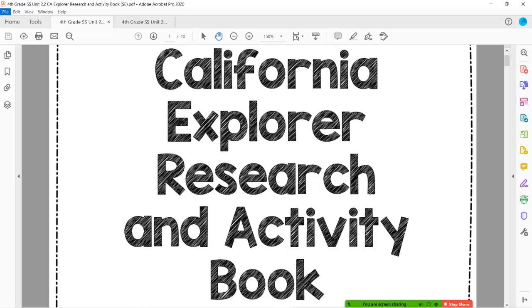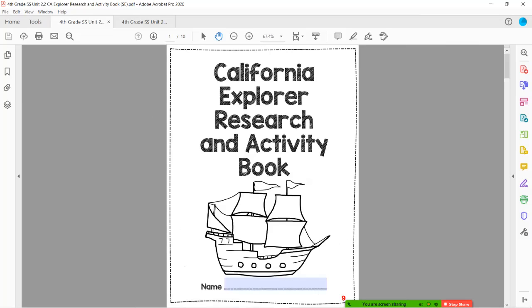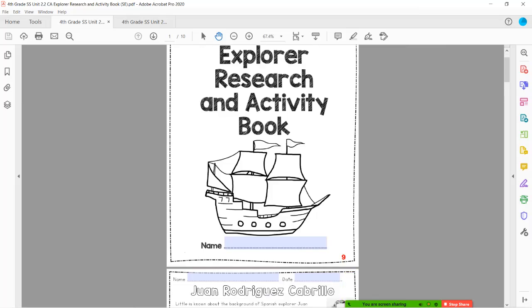Today, and this actually goes into next week, we're going to be working on our California Explorer Research and Activity book. So I'm going to zoom out to show you what this looks like. This is going to be the cover of your activity book. I want your name and date, please, down here in the name section. You can decorate and color your cover page, make it creative.